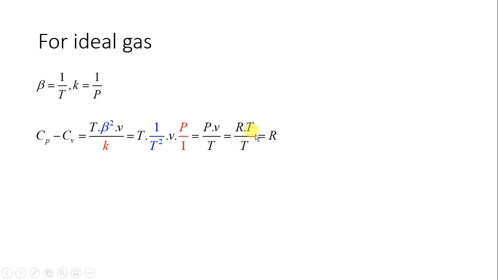Now what is the general relation for Cp minus Cv? The Mayer relation: T into beta square into V, specific volume, divided by K. But for ideal gas, when you substitute the beta and K values, this relation becomes Cp minus Cv equal to R.